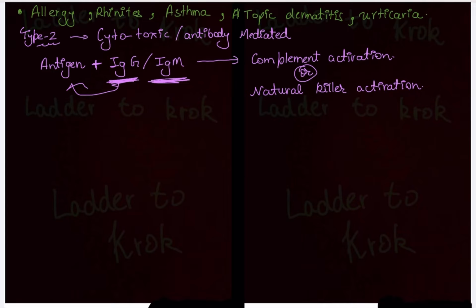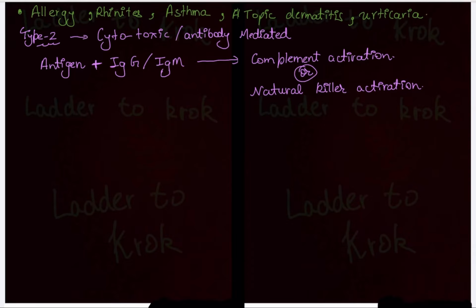But sometimes IgG and IgM bind to our own body cells, cells that are normal in function and are not antigens. So IgG and IgM bind to them and do complement activation, and because of it, this complement will cause lysis of our own body cells. Lysis means breakdown. They will break down our own body cells. So that is known as autoimmune diseases.